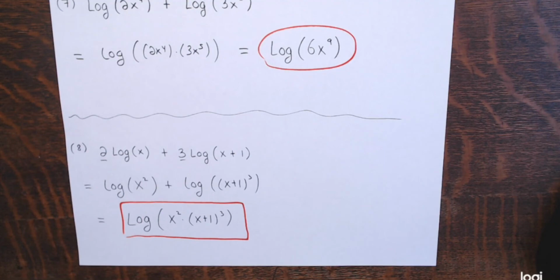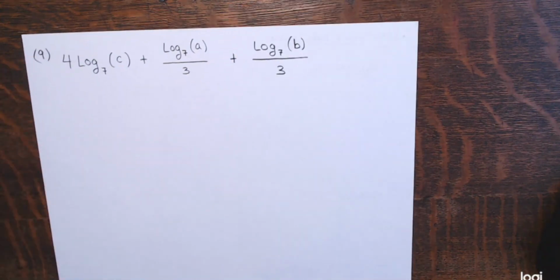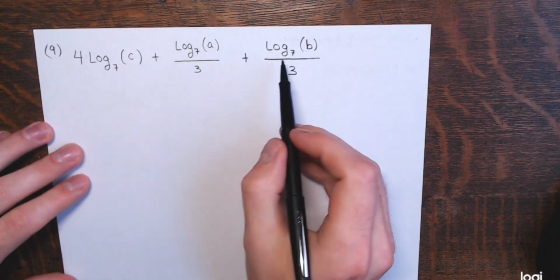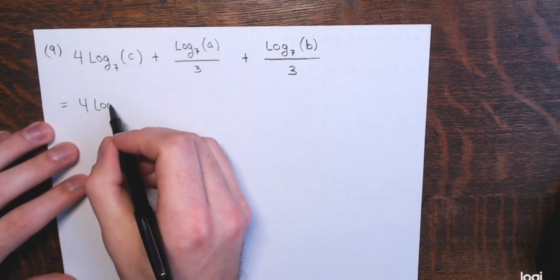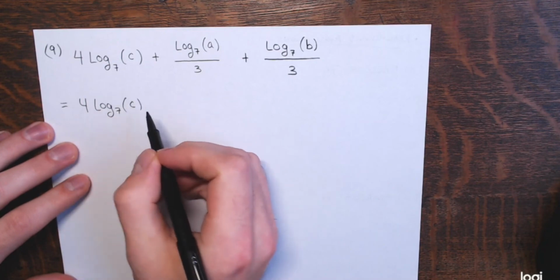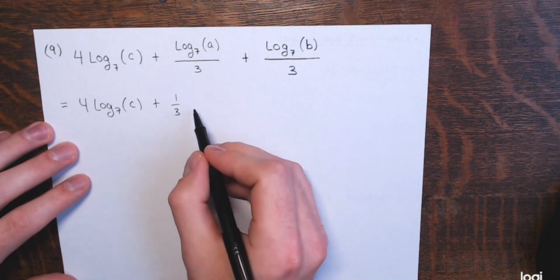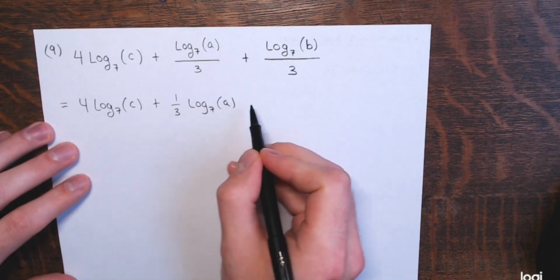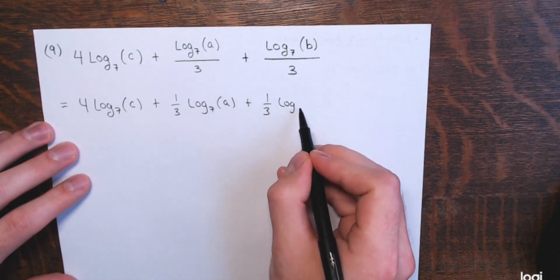All right, then my final example, more of the same. Now, if you don't like the whole log base 7 of a divided by 3, you can rewrite that. This is 4 times the log base 7 of c plus, and remember, dividing by 3 is the same thing as multiplying by a third. This is a third times the log base 7 of a plus, and the same thing here, 1/3 times the log base 7 of b.